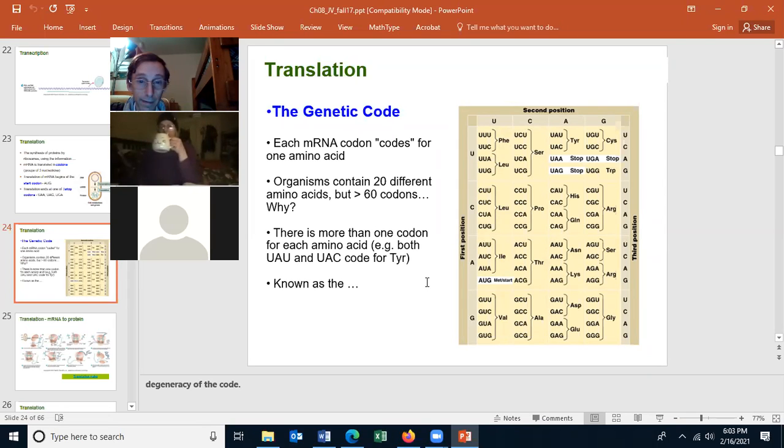So this means that there is more than one codon for each amino acid. And this is known as the degeneracy of the code. And this is not meaning like a degenerate person, a despicable, low person. It means degenerate in the sense that there's more than one message that codes for the same thing.